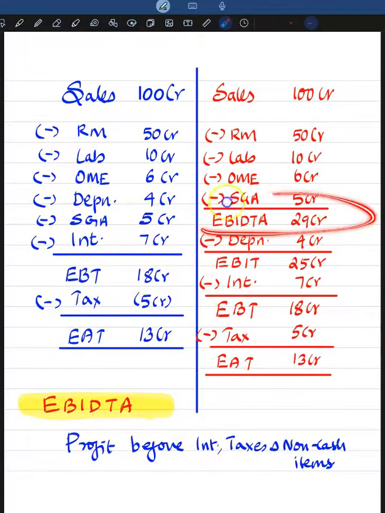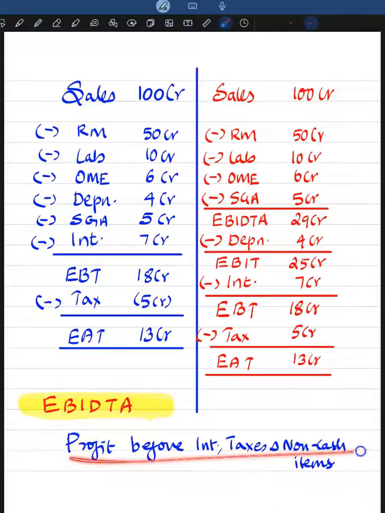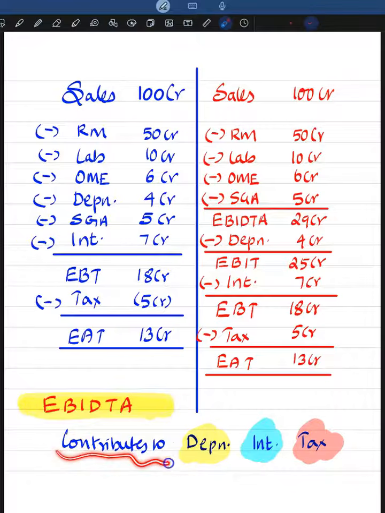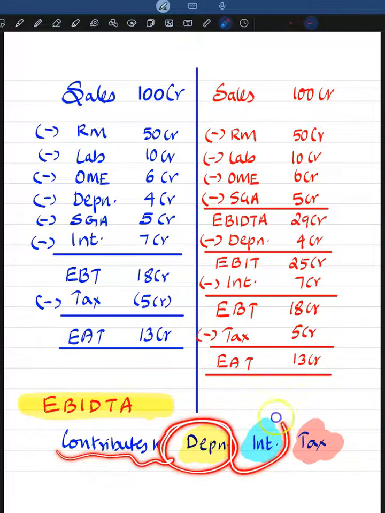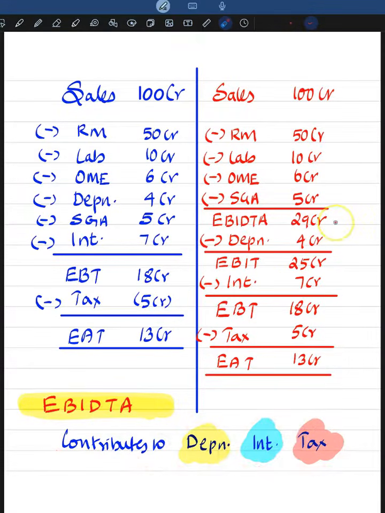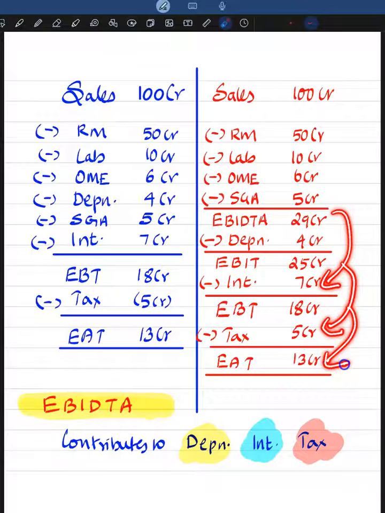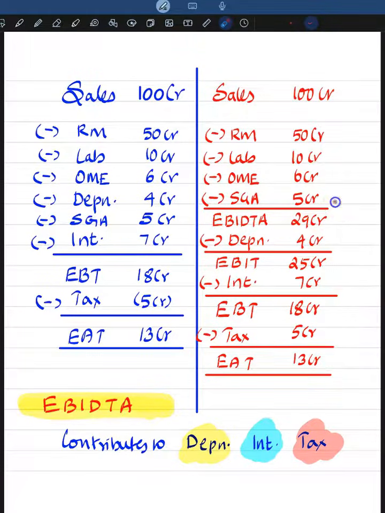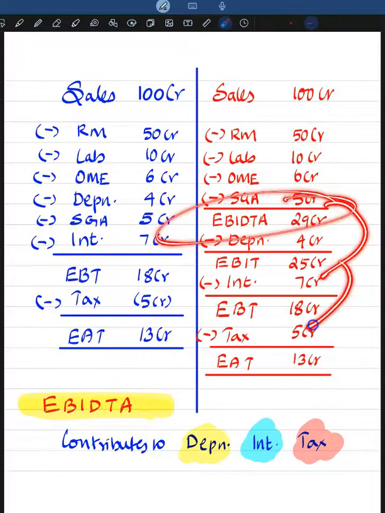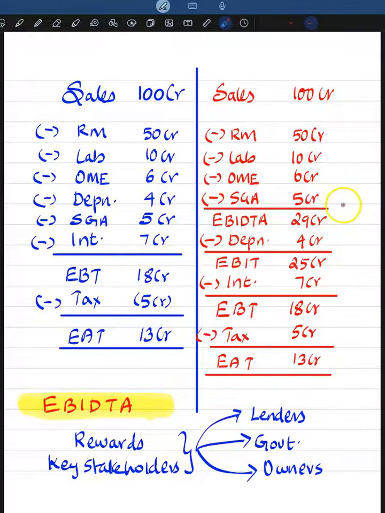Whereas EBITDA, which stands for earnings or profit before interest, taxes, depreciation, amortization, in short we say non-cash items, is the profit that is actually going to contribute to depreciation, interest and taxes. And why is this important? It's important because interest is the reward for the lenders, tax is the reward for the government, and earnings after tax is the reward for the owners of the company. So it is this profit which is going to contribute to various stakeholders. We can say EBITDA only contributes for recovering all this cost.